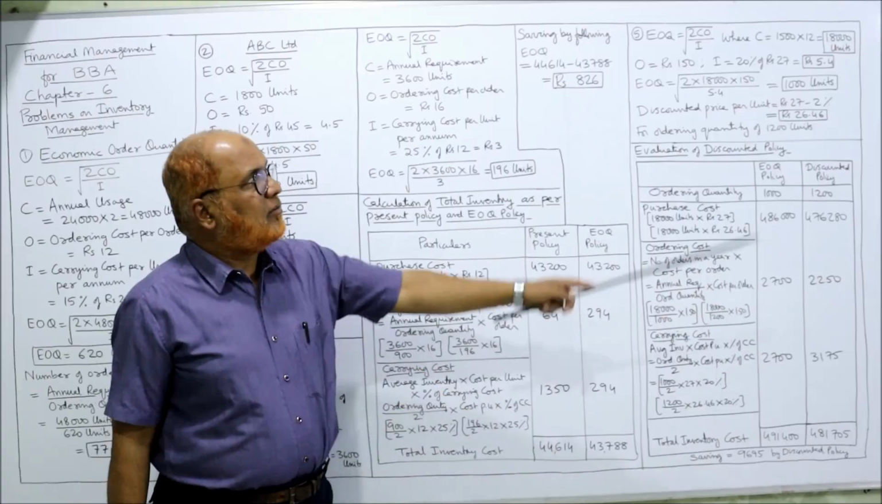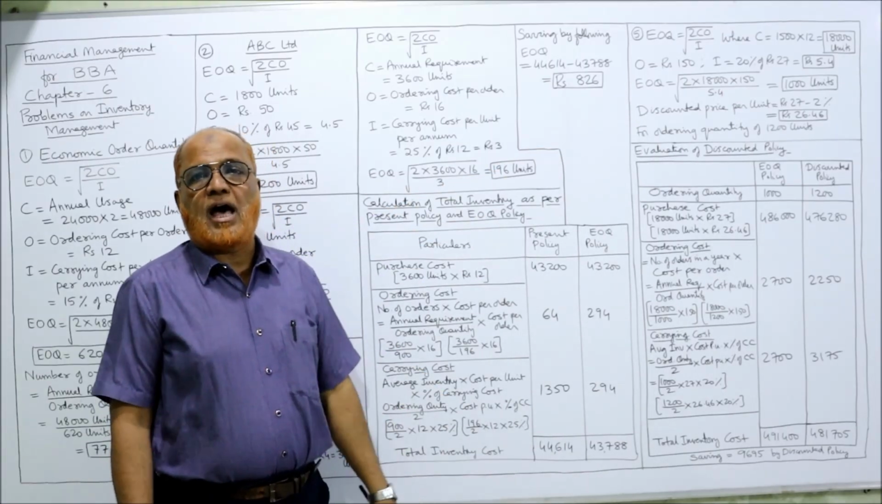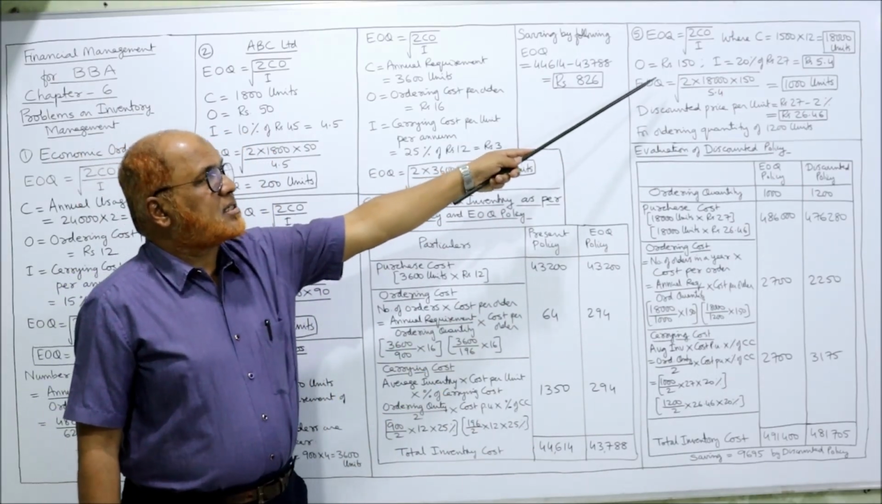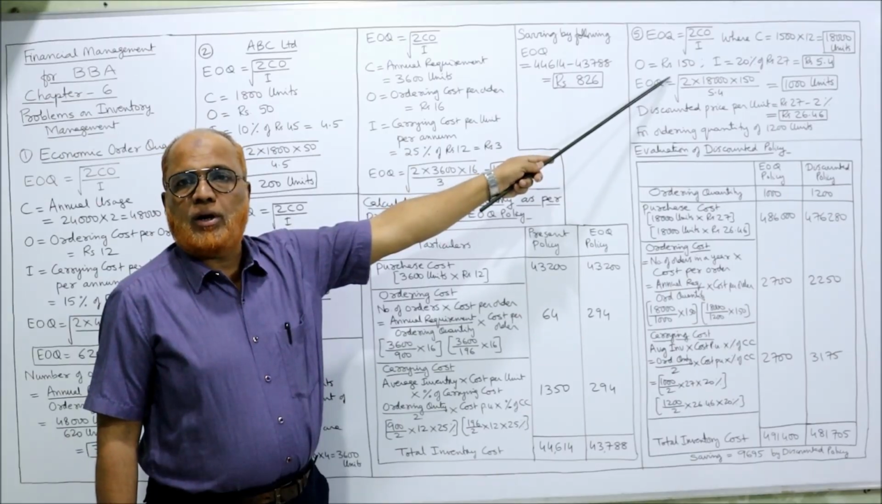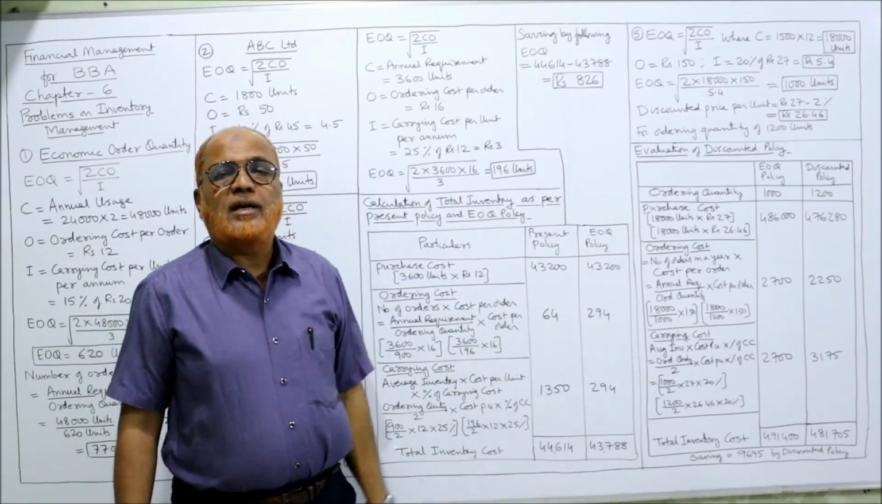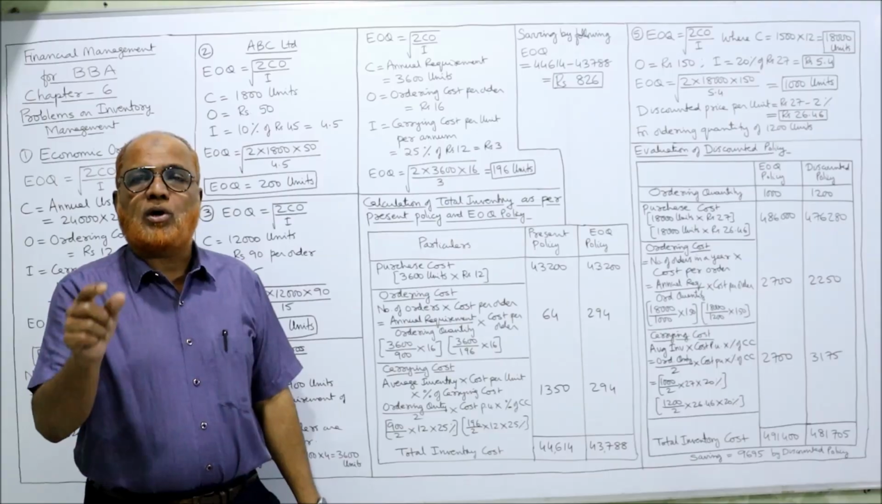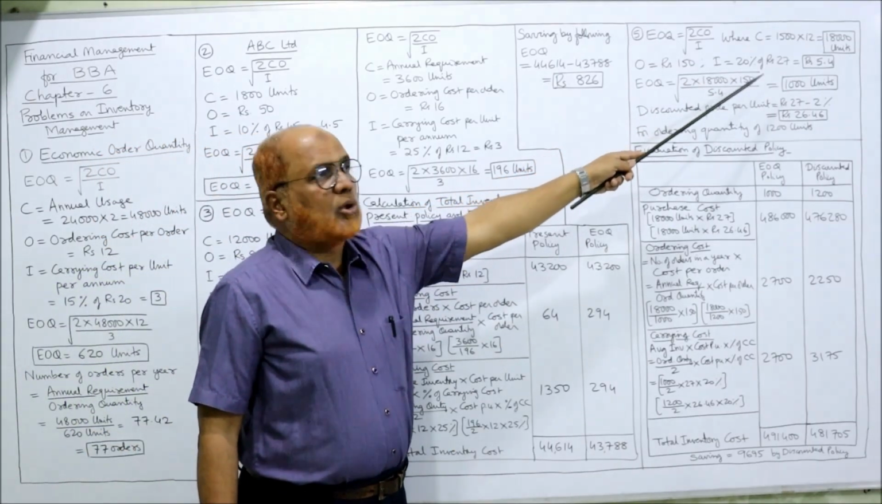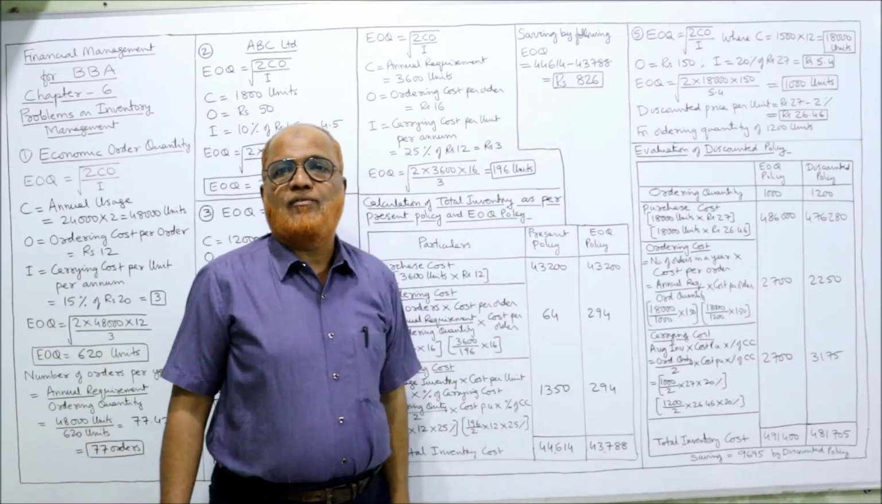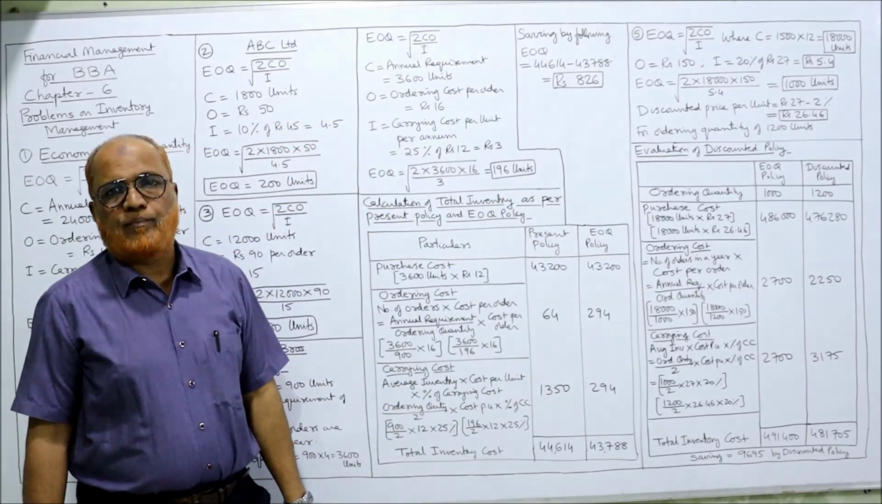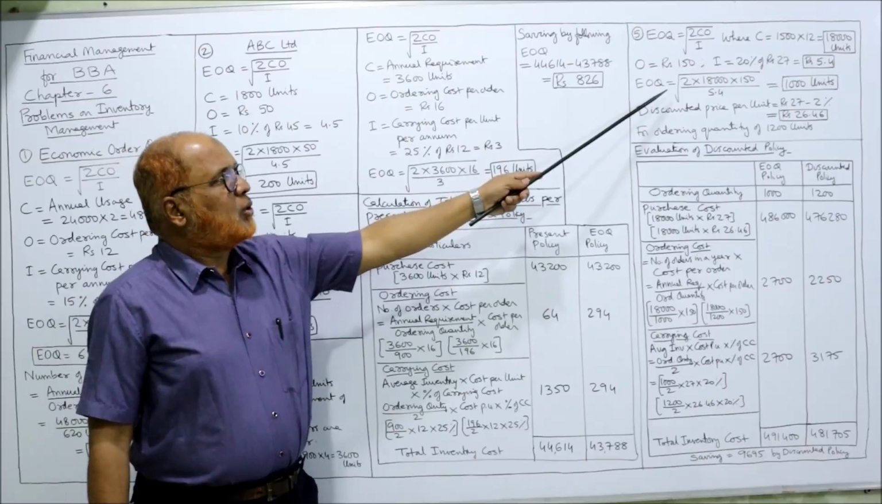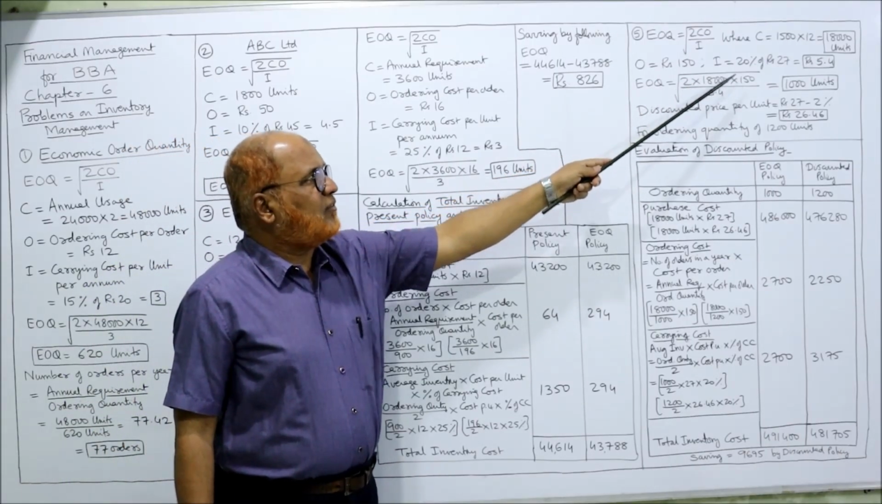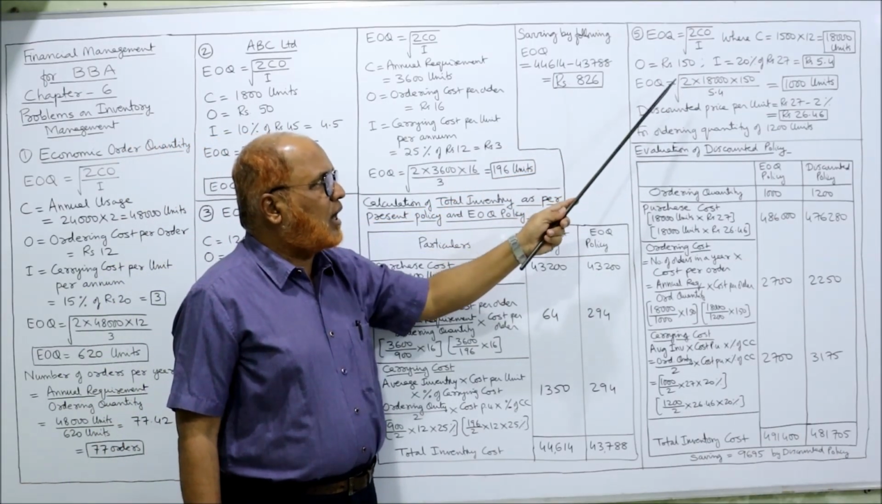So multiply by 12, you will get 18,000 units per annum. Ordering cost is given as rupees 150 per order. Carrying cost is 20% of cost per unit. The cost per unit is 27. So 20% of 27 is 5.4. Substitute the value: square root of 2 into 18,000 into 150 divided by 5.4.